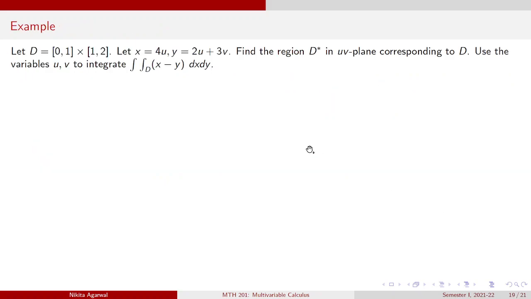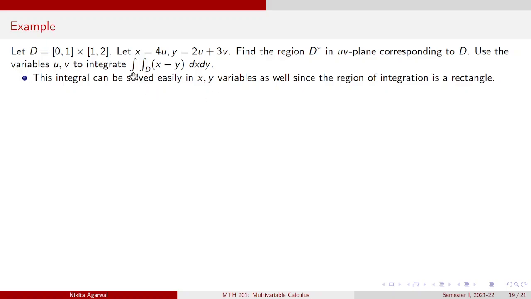So the first one is, let D be this rectangle [0,1] cross [1,2], and let x be equal to 4u and y be 2u plus 3v. So x and y are functions of u and v. Find the region D star in the uv plane corresponding to D. That's the first question. Then use the variables u and v to evaluate this double integral.